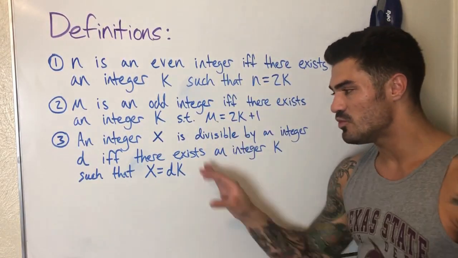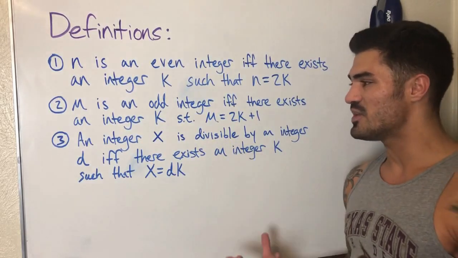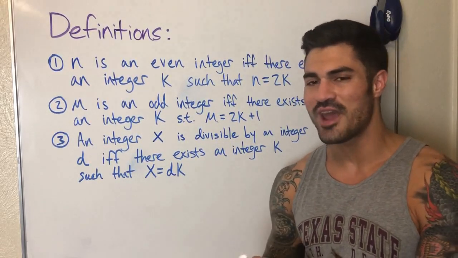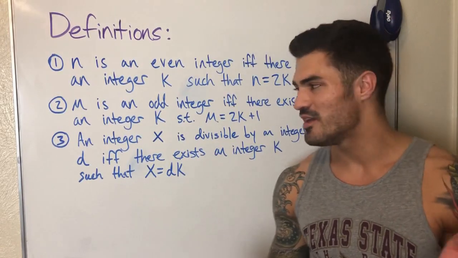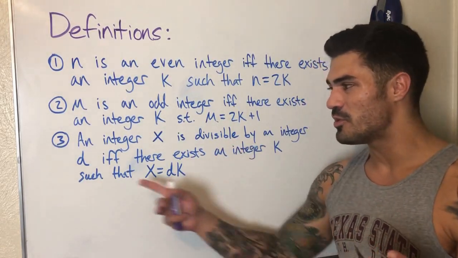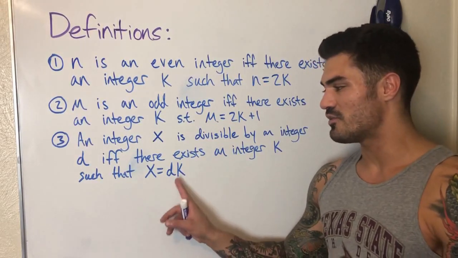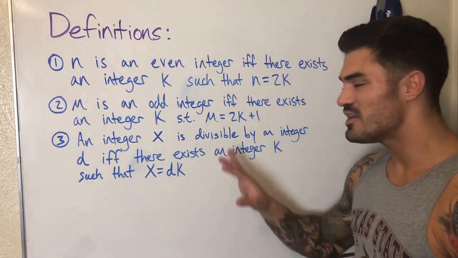But this divisibility we do use a lot, and it makes sense because if a number is divisible by a number, that means you can also factor that number out. That number it's divisible by, that d, is a factor of that number, so you can factor it out in front. So hopefully that definition makes sense.